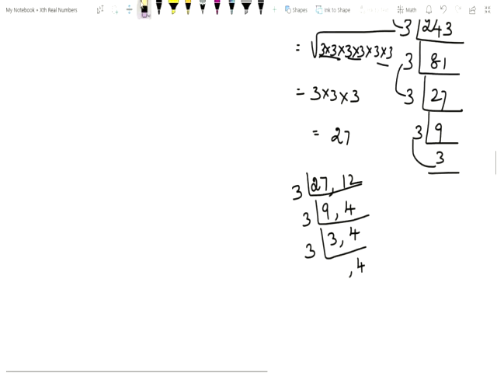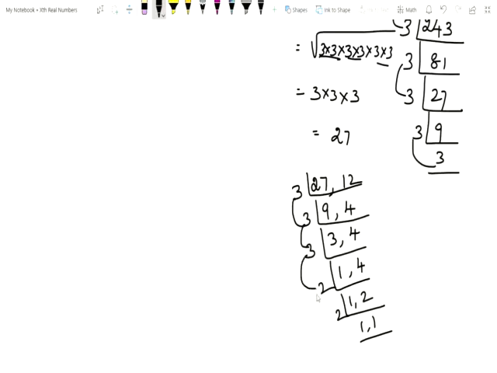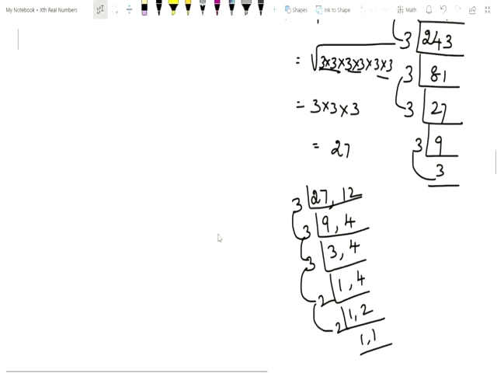What will you get here? 1. 3 1s are 3, 4. Next 2. 2 2s are 4. Again 2. So 3 3s are 9. 9 3s are 27. 27 2s are 54. 54 2s are 108. So what is the LCM, children? 108.